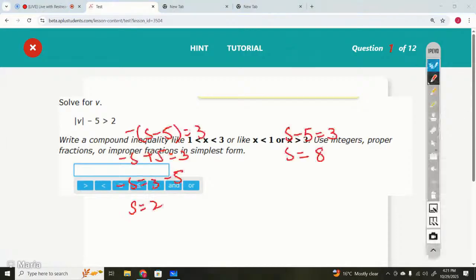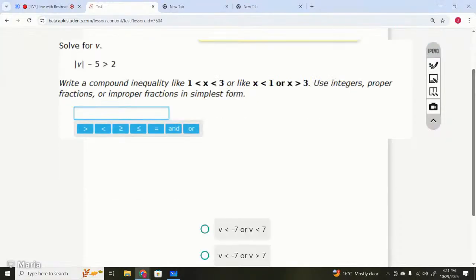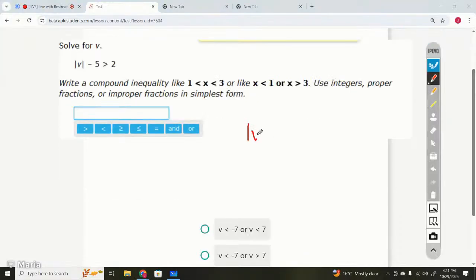Absolute value of v minus 5 is greater than 2. So let's just solve the inequality first. It would be absolute value of v is greater than 2 plus 5, that is 7. So we have two inequalities, v is greater than 7 and negative v is greater than 7. Just multiply this inequality by a negative sign, so that is v is less than negative 7. So we have two solutions, v is less than negative 7 and v is greater than 7. Option number 2 is the correct option.